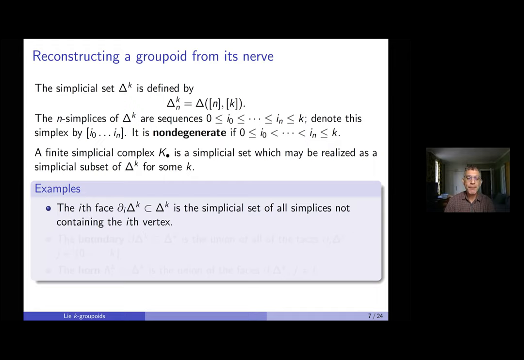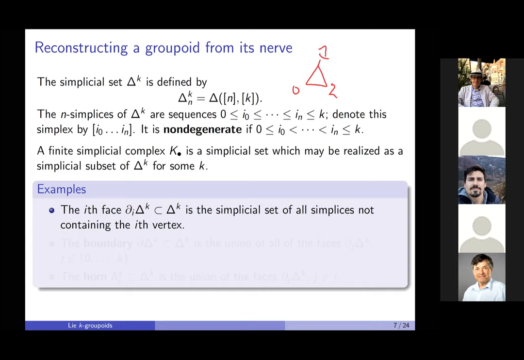So first we have the ith face of the K simplex. So we say that a face contains the ith vertex if the letter I is one of those increasing natural numbers. And so the ith face is, if you think about it, the opposite face of the ith vertex. So here's the two simplex. And so the zeroth face is the face that goes from one to two. The second face is the face that goes from zero to one. That's the usual convention. And it's a bit surprising, but it's the one that generalizes very nicely to higher dimensions. So we have the ith face. The boundary is just the union of all the faces.